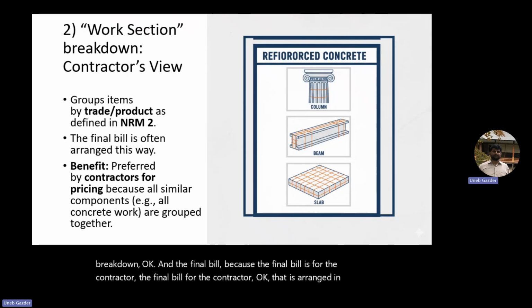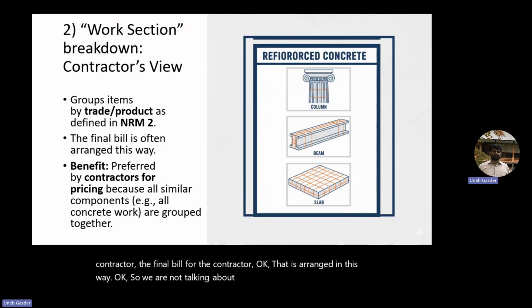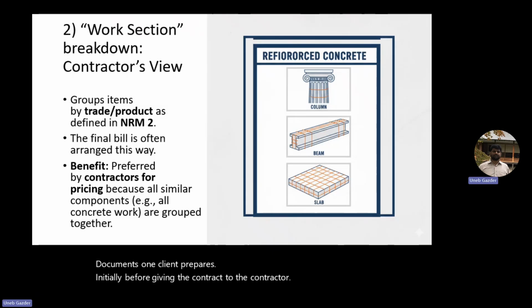Okay, so we are not talking about the tender document. There are two documents. One, the client prepares initially before giving the contract to the contractor. He will do the element breakdown: substructure costs this much, superstructure costs this much, and so on.